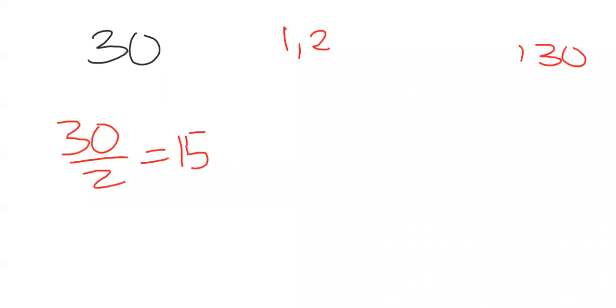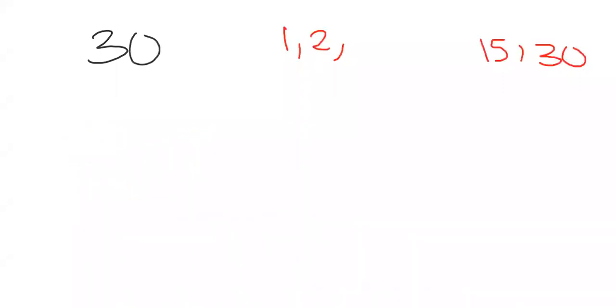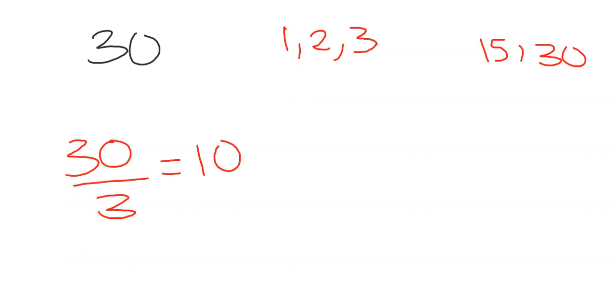Then the next factor is 2. 30 divided by 2, we get a 15. So it means you write your 2 there, then you write your 15 there. You write the factor together with the answer. Then you do the same thing. Take 30, divide it by 3. 30 divided by 3, you get a 10. So you have a 3 here, then you have a 10 there. So 10 is also a factor of 30.